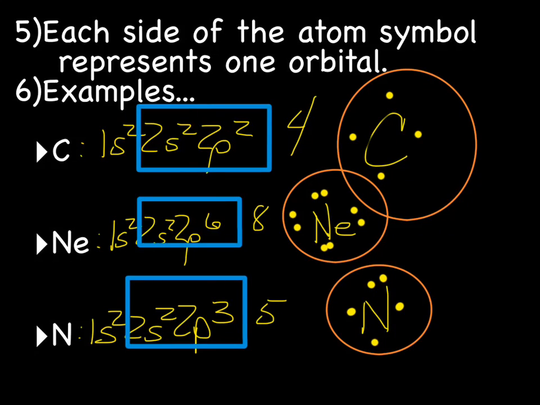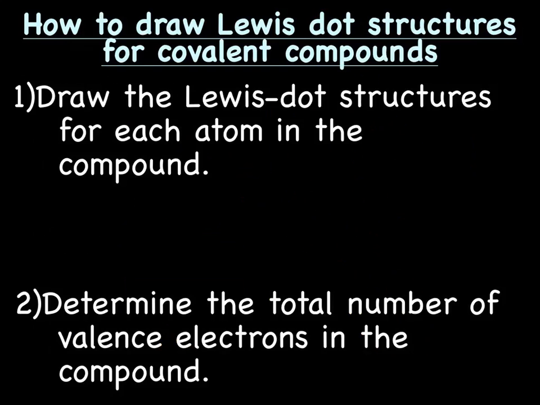Okay, so now we know how to write the Lewis-Dot structure for a single atom. That's just the beginning. The real thing we want to do is draw Lewis-Dot structures for covalent compounds. And remember, a covalent compound is a compound in which the atoms are sharing electrons. So the first thing you want to do is draw the Lewis-Dot structures for each atom in the compound. So I guess we need an example here. How about OF2?